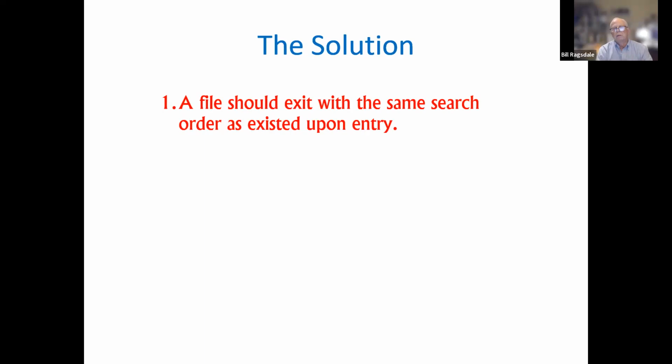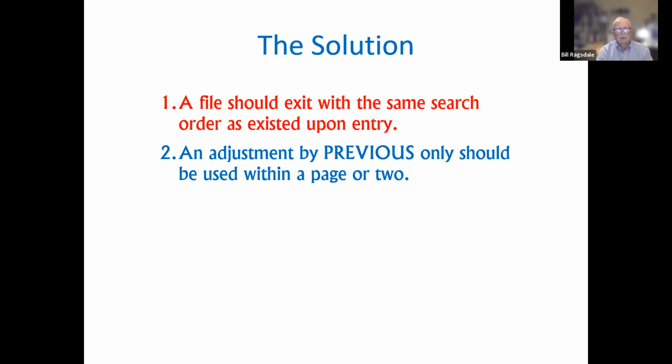So here's a solution for if you're going to make significant changes in the search order. The first principle is that a file should exit with the same search order that existed upon its entry. So if you are going to make changes within a search order, you want to restore what it was upon entry. So typically in an application or in a file, you may make some additions to the vocabulary, and then before you exit the vocabulary, you would delete them back to the beginning value.